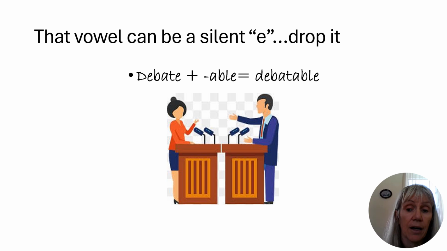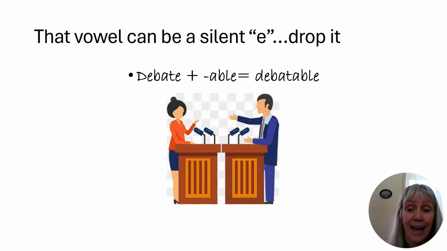Now this rule also applies to the silent E. E is used to make a vowel sound in a short word long, okay? But that E, if it's a silent E, will be dropped before adding the suffix. So let's look at debate, D-E-B-A-T-E. Now in debate, I don't hear that ending E anyway. It's silent, because it's just used to make the A in debate long.